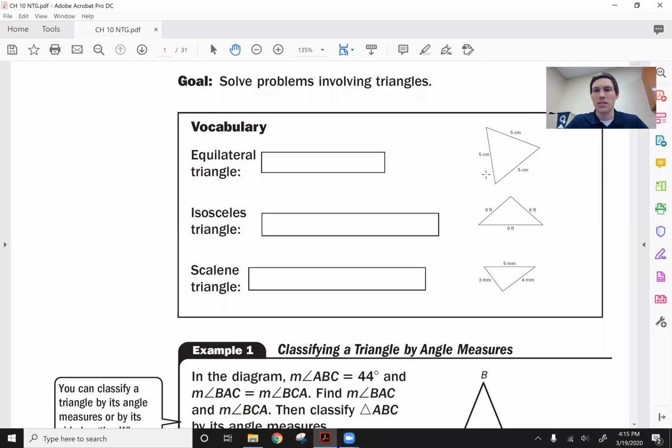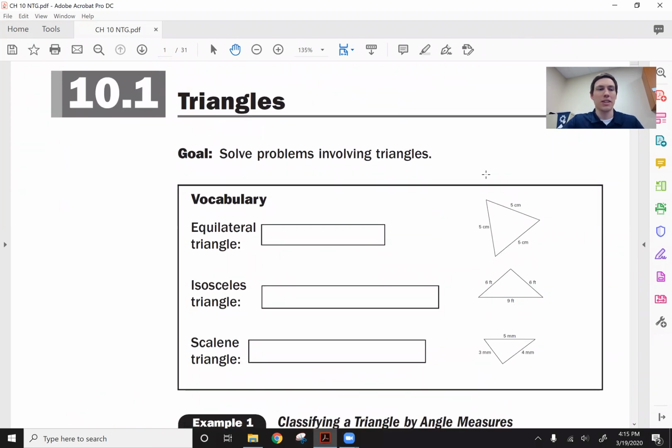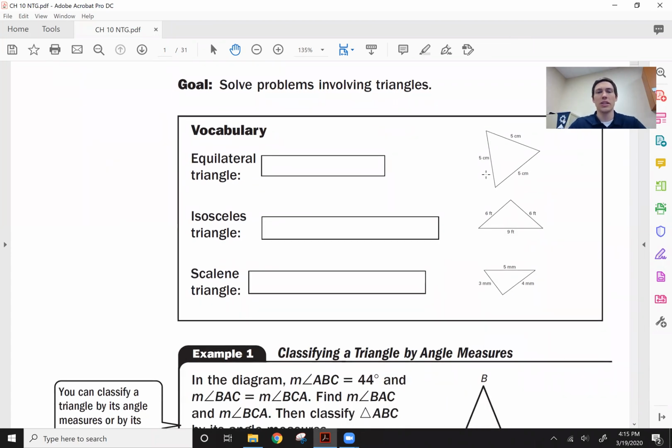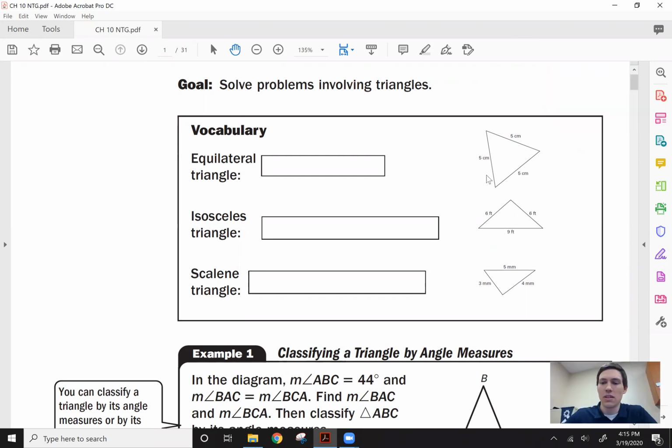So we just have to start off with some vocabulary here. There's three different types of triangles that we're going to be talking about: equilateral, isosceles, and scalene. So equilateral, like it sounds, equal, lateral, sides. So this is same sides. So this would be three congruent sides. So if a triangle has three congruent sides, it's called equilateral.